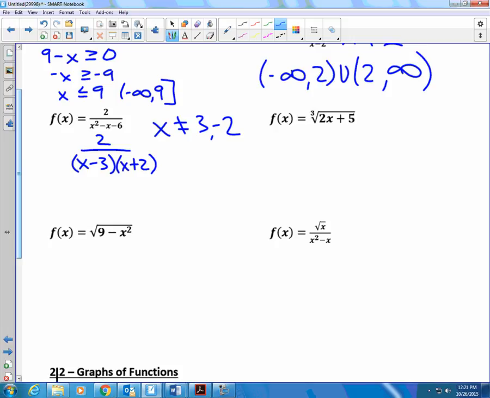So you could write that as negative infinity to negative 2, union with negative 2 to 3, union with 3 to infinity. Or you could write x not equal to 3 or negative 2.